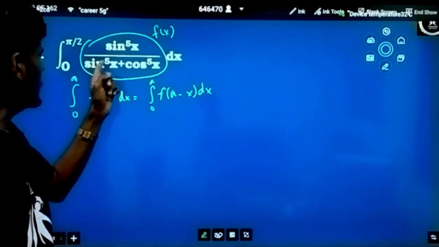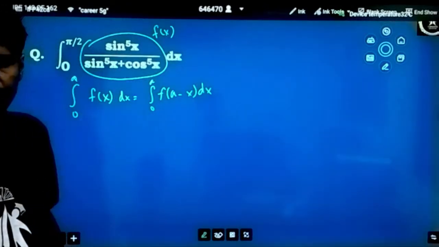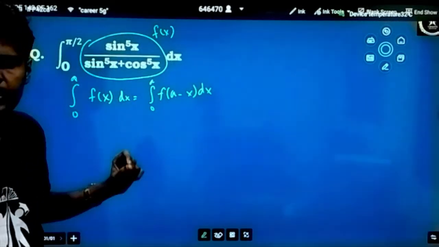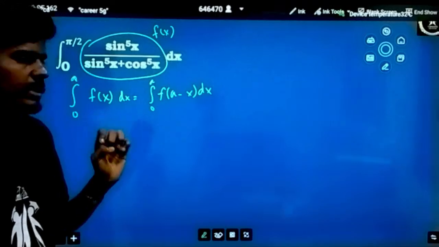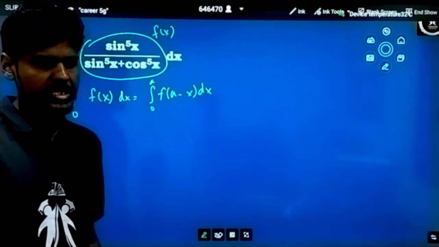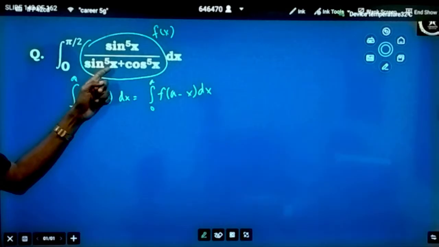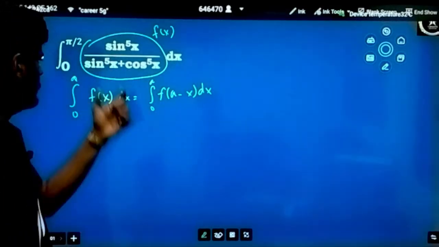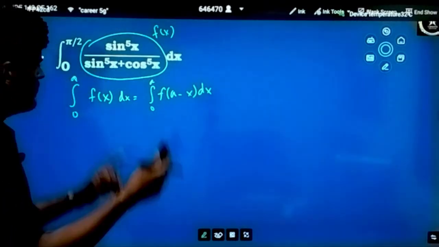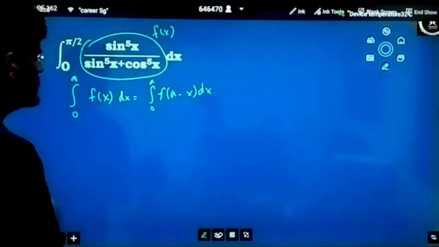Now by observation, here we have sine and cos in the denominator. The limit is between 0 to pi by 2. That means 0 plus pi by 2 minus x, that is pi by 2 minus x, which is nothing but 90 minus theta. Sin of 90 minus theta is cos theta, and cos of 90 minus theta is sin theta. So by observation itself, when we change x to 90 minus x, we get the denominator the same, and in the numerator sin becomes cos. Then when we add these two, as the denominator is the same, we will get sin plus cos. Easy to see.